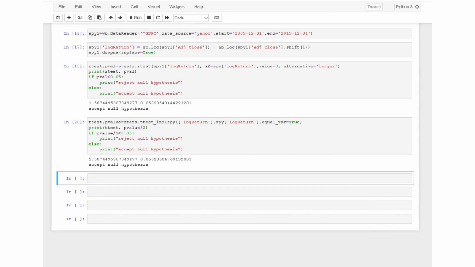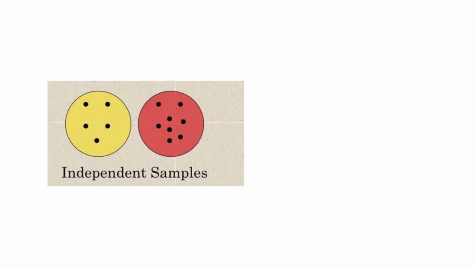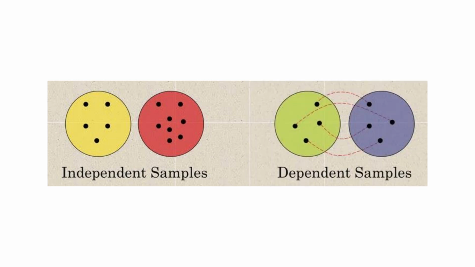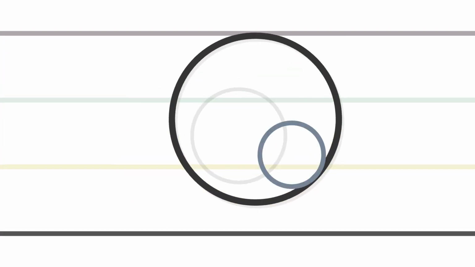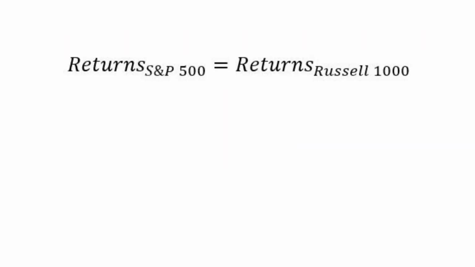The process discussed thus far works only if the samples are independent. If the two samples are dependent, then we need to use the ttest_rel function from the stats library. For example, if we want to test if the returns for S&P 500 index are different from the returns for Russell 1000 index during the first decade of 2000, the two return series will not be independent. Most of the S&P 500 constituent stocks are also part of the Russell 1000 index. Hence, in this case, we will use a ttest_rel to test our hypotheses.